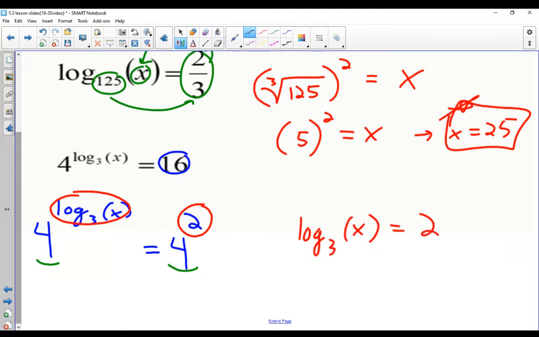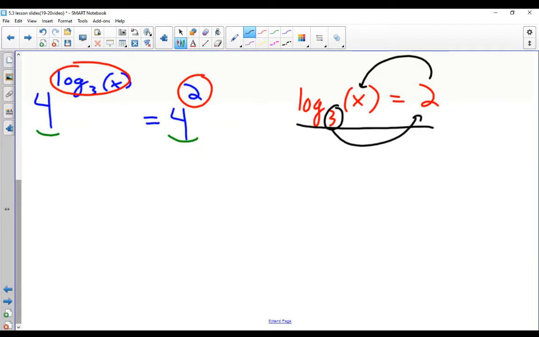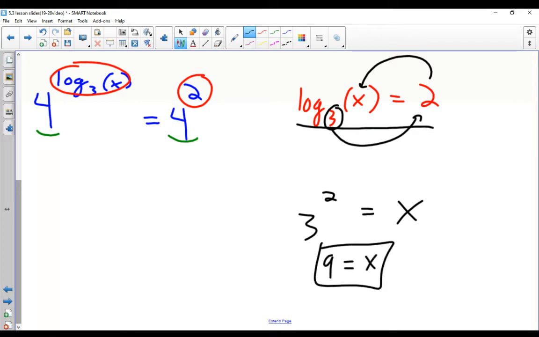Ooh, look at that. Now I can do the loop method, where my 3 is here, loop to the 2, loop to the x. And sure enough, 3 came first, 2 came second, x came last. So there you go. 3 squared equals x, or 3 squared is 9. Done.